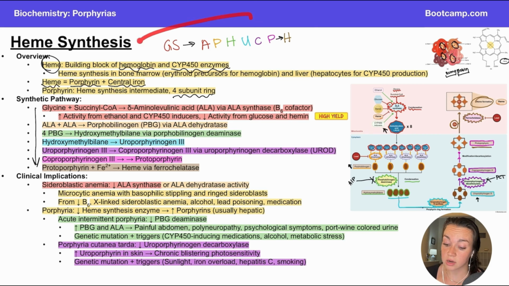Those are the intermediates that are important to know, and we talked about some of the highest yield enzymes like ALA synthase, ALA dehydratase, PBG deaminase, UROD, and ferrochelatase. And we previewed the rest of the chapter by talking about some of the clinical implications of heme synthesis, like sideroblastic anemia, and two of the highest yield porphyrias, AIP, which was a deficiency in PBG deaminase, as well as PCT, which was a deficiency in UROD. And we did a lot of alluding to the regulation of heme synthesis and all the different things that can interfere with or upregulate this pathway.